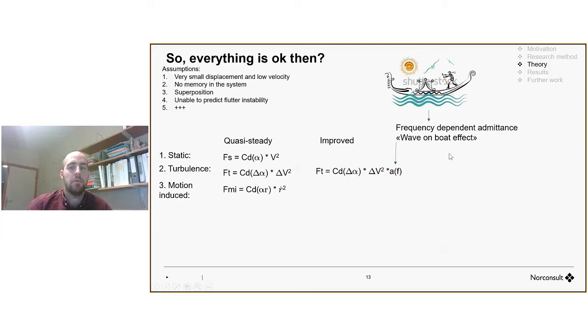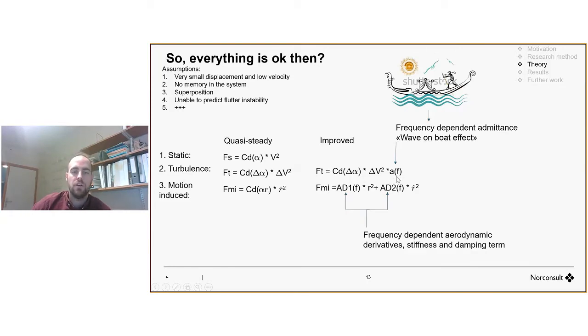And the aerodynamic derivatives are frequency dependent, or usually frequency dependent. And then we also introduce aerodynamic damping and stiffness matrices that don't only depend on the static coefficients. They're actually frequency-dependent aerodynamic derivatives. We'll see what that means later, but this introduces a more improved version of this part.